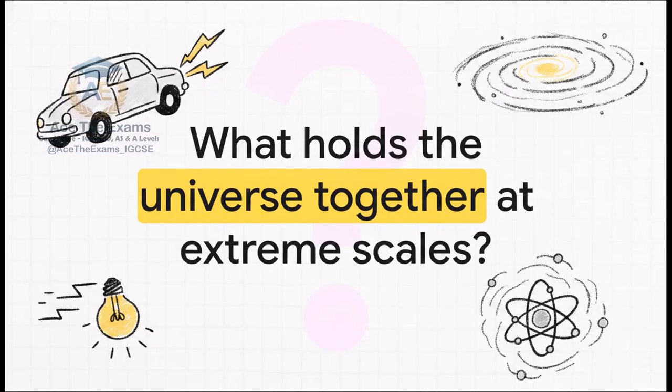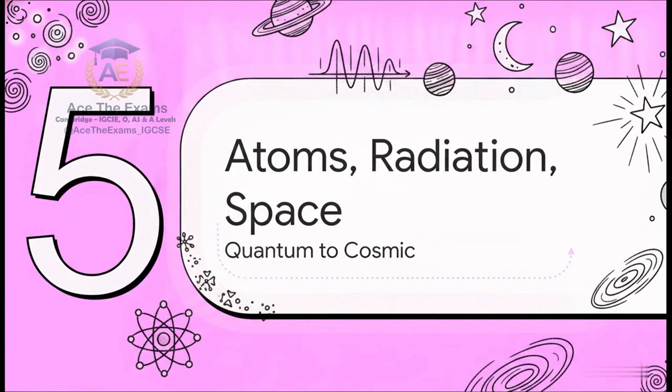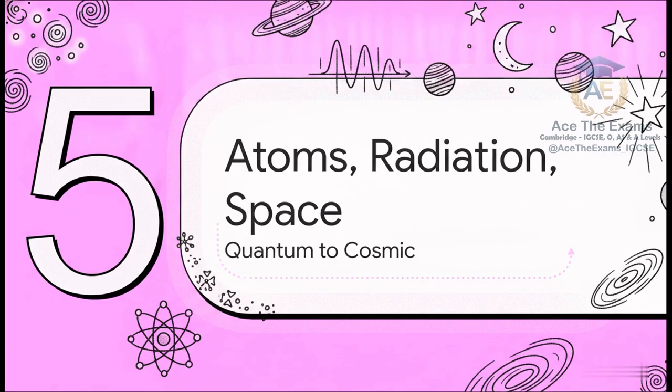So, we've covered the everyday mechanics and the electrical currents flowing through our walls. But as we head into the final stretch, we have to ask a massive question. What exactly is going on at the absolute extremes of our universe, the incredibly tiny and the mind-bogglingly huge? Section 5. Atoms, Radiation, and Space. From the quantum to the cosmic. This is it, the ultimate building blocks of matter and the unimaginable expanse of deep space.